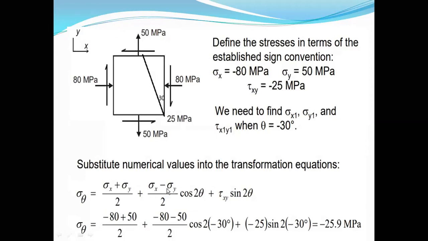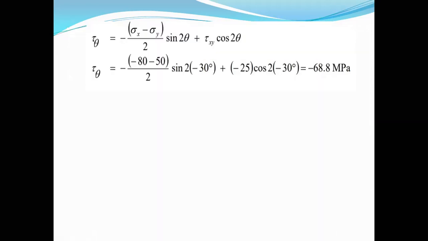This is minus 80, and since this is positive, minus 50, by 2. The cos 2 theta is with theta equal to minus 30 degrees because it is in the clockwise direction, and minus 25 into sin 2 of minus 30 degrees. Upon solving this equation, the value we got is minus 25.9 megapascals, which is the normal stress. The negative sign indicates it is compressive in nature, which is the normal stress acting on a plane which makes an angle theta.